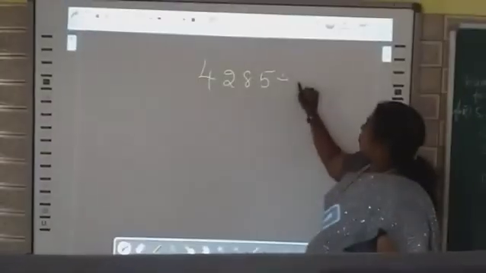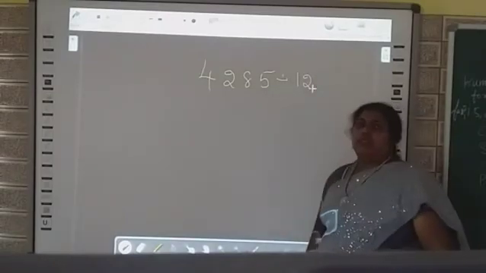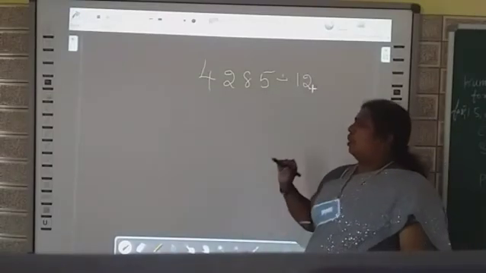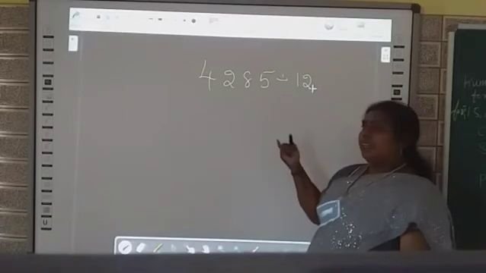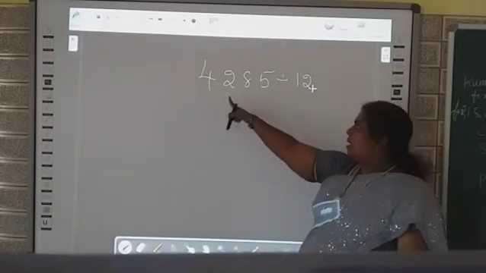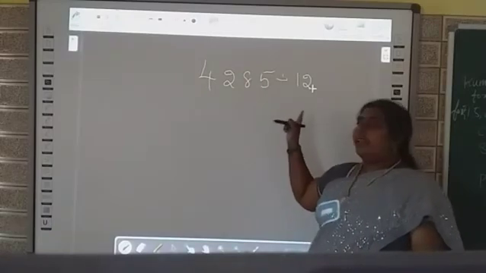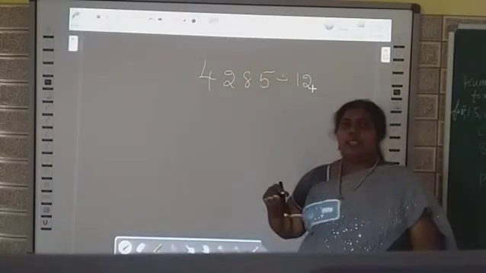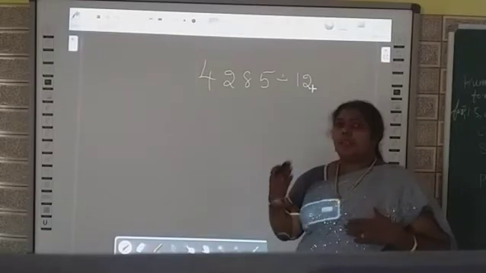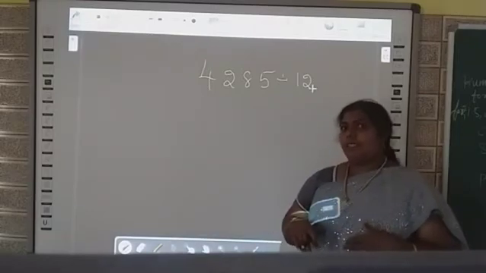Divided by 12. Okay, divided by 12. So here, what is the dividend? Dividend is 4285. What is the divisor? Divisor is 12, isn't it? Then what will we get? We will get the quotient and remainder, isn't it?